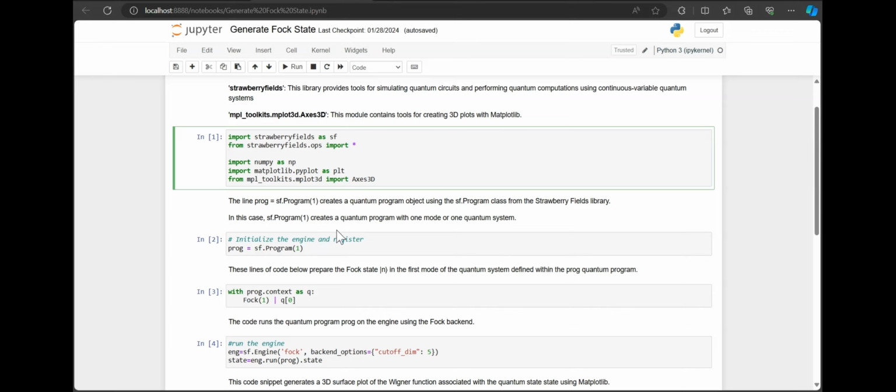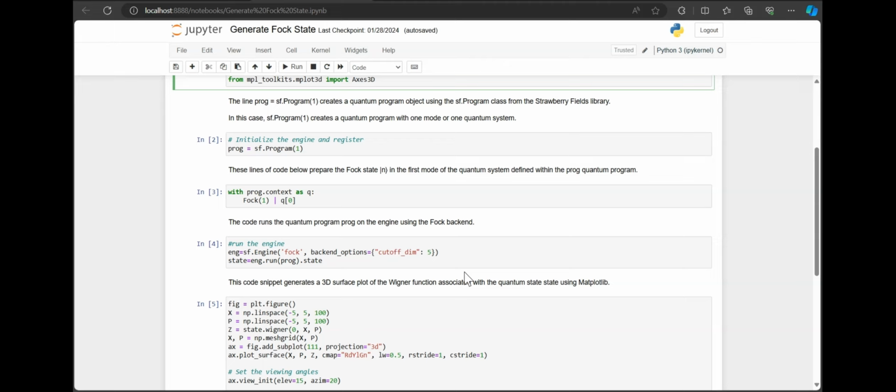Now we initialize the engine and the register. So that we do by this code. prog is just the name of the program. It is equal to sf.Program(1). Here the 1 denotes that we will be using only one mode in this particular simulation. We can increase it, and accordingly we will have that many modes. Because we are talking about only one Fock state, we will only have one mode in this particular program.